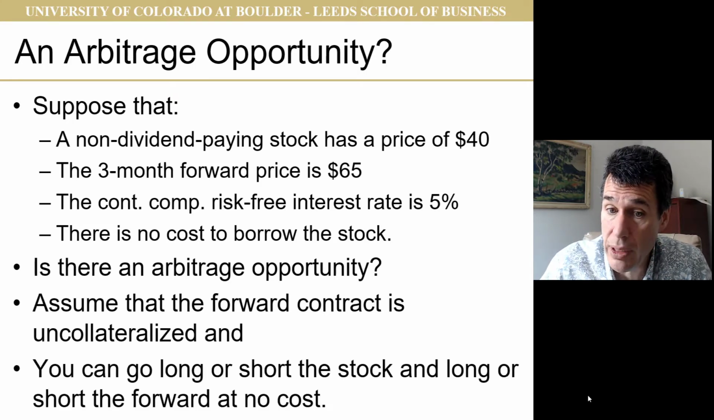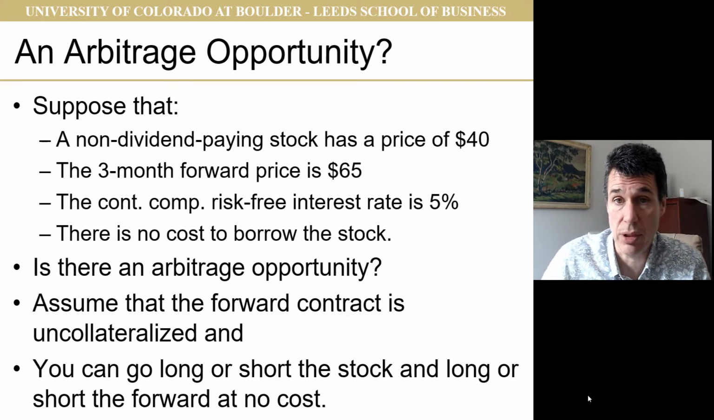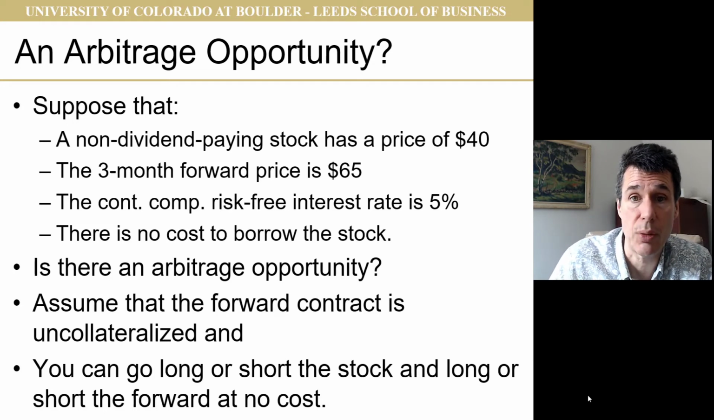Now we're assuming a couple of things. The forward contract is uncollateralized, so there's no collateral. And second, we can go long or short the stock, and we can go long or short the forward at no cost. So basically we can buy, now we have to pay for it, but we can buy or sell the stock whenever we feel like. So how do we capture this arbitrage?